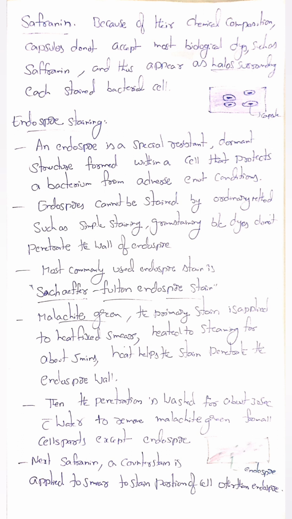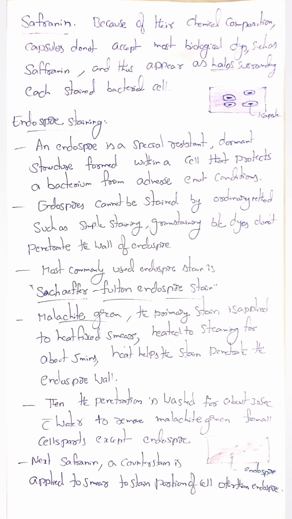Next, endospore staining. An endospore is a special resistant dormant structure formed within a cell that protects a bacterium from adverse environmental conditions. Endospores cannot be stained by ordinary methods such as simple staining or Gram staining because dyes do not penetrate the walls of the endospore. The most commonly used endospore stain is the Schaeffer-Fulton endospore stain.